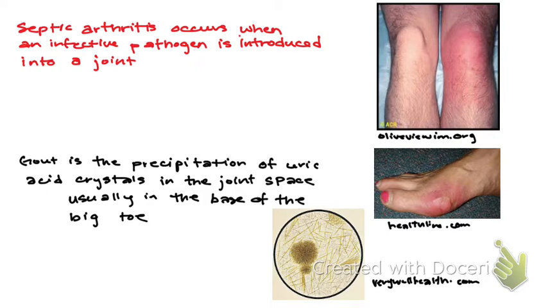The most reliable way to differentiate between the two conditions is to take a needle and drain some of the fluid within the joint and look at it under a microscope and see if you see bacteria and white cells like in septic arthritis, or if you see uric acid crystals like you do in gout.